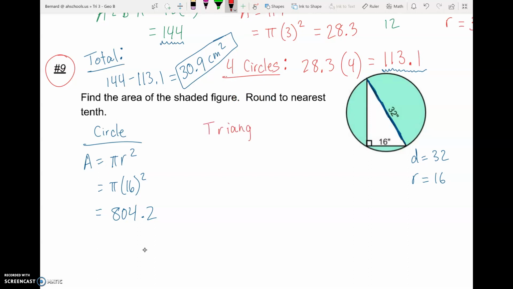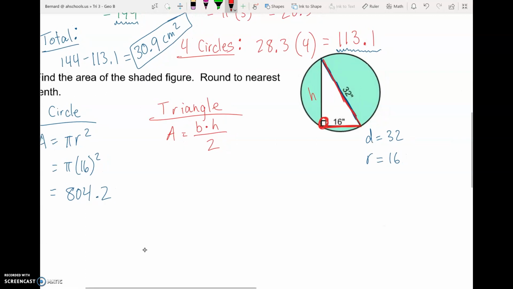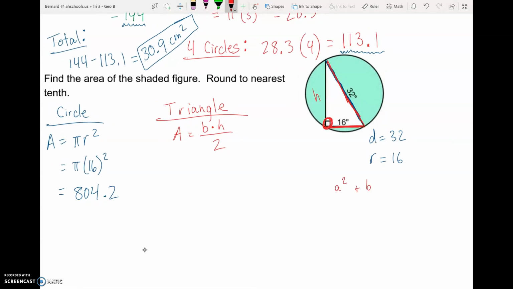And remember, area of a triangle is base times height divided by 2. But the trick is your base and your height have to make a 90-degree angle. And so here's our 90-degree angle. So I would say our base is 16, but we don't know our height. We don't know the side that makes that 90-degree angle with our base. But we do know the third side of our triangle, which is our hypotenuse. And so we can do a squared plus b squared equals c squared to figure out our height.